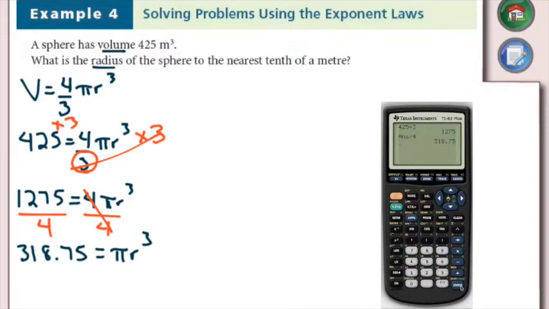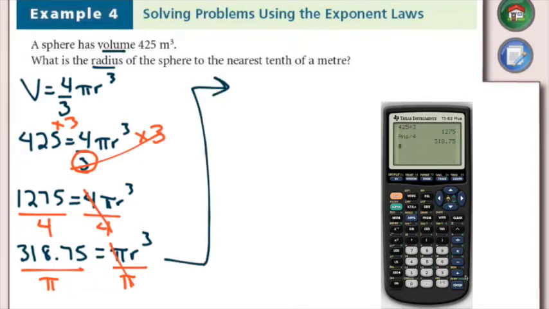At this point, you might be looking at this and hitting a roadblock, but you need to remember that pi is just a number, 3.14159 and so on. So if we divide by pi, it'll cancel those pi's out on the right. Put that in the calculator. If you don't have a pi button on your calculator, just use 3.14159. And if we go to 2 decimal places, it comes out to 101.46 on the left.